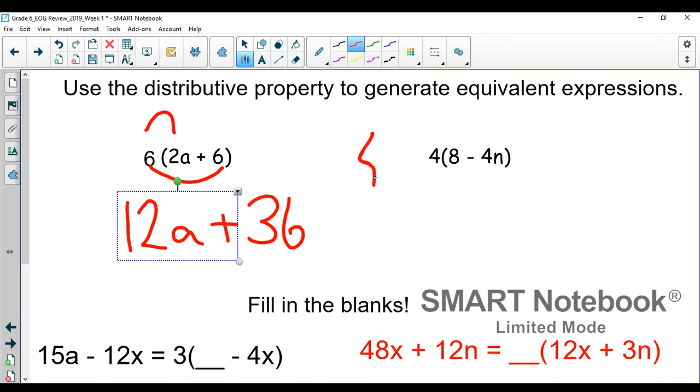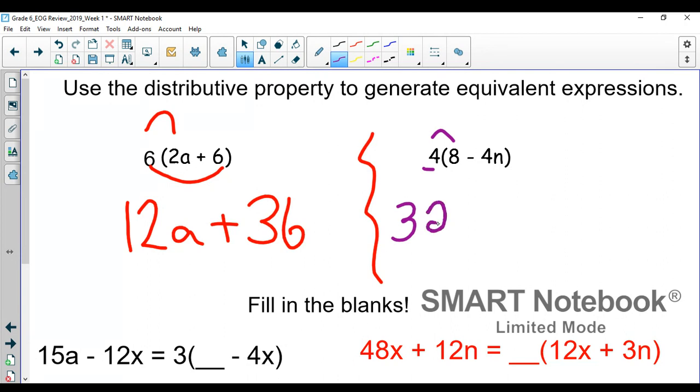In our second example on the right here, same idea. We have one value on the outside of the parentheses and then some values on the inside. So 4 times 8 is 32. 4 times 4n is 16n. But here's the difference between these two examples. In the first example, we had a plus sign in the parentheses. In this example, we have a minus or subtraction sign in the parentheses, and that sign matters.